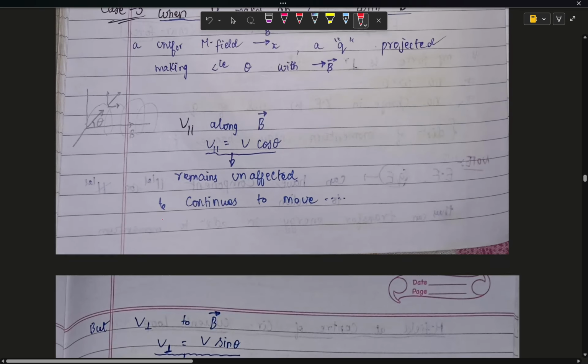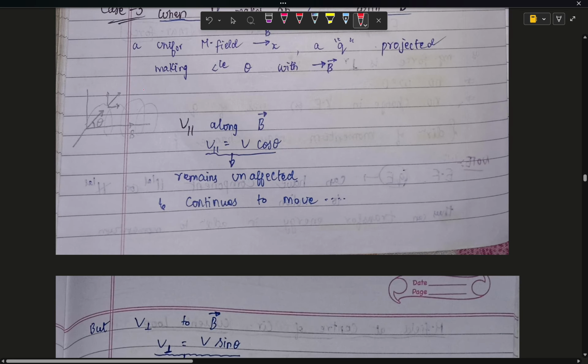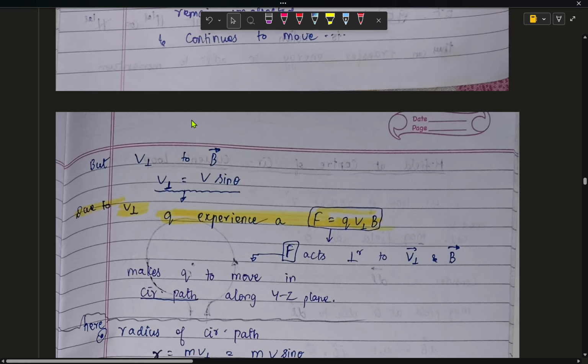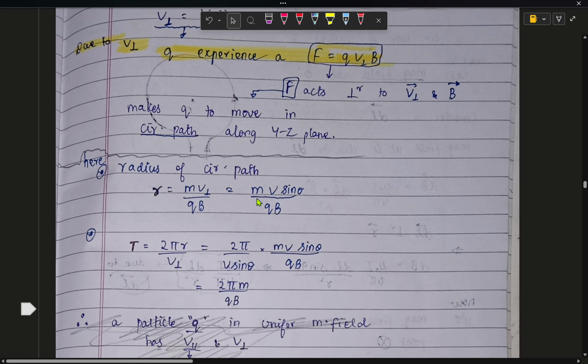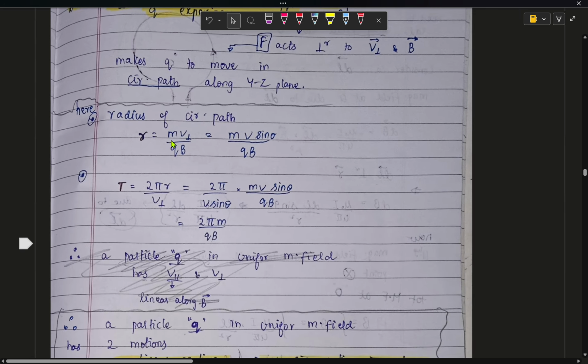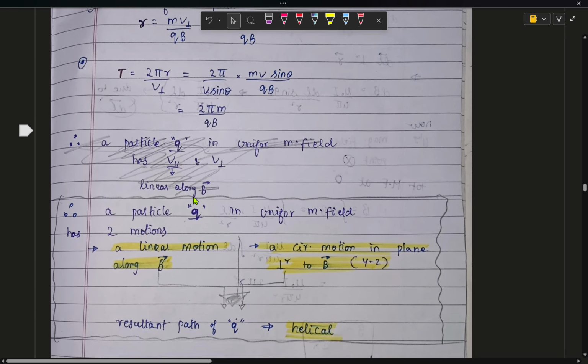In this diagram, you can just view it from the NCERT textbook, it is clearly given. That's what makes the charge move in a circular path along the YZ plane. Radius is mv by qB, and you can just substitute this v perpendicular, and time period 2 pi r by v perpendicular. Everything here uses the perpendicular velocity.